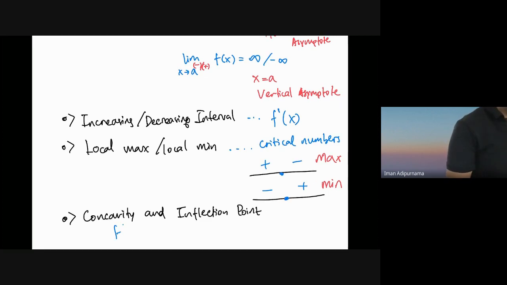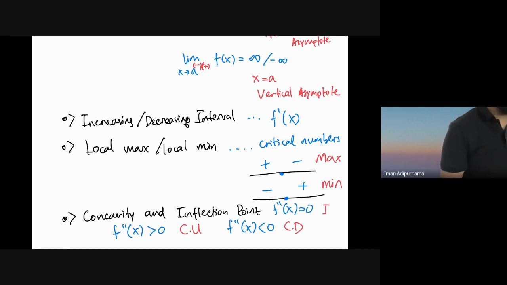So remember, if f double prime of x is greater than 0, it is concave upwards. If f double prime is less than 0, it is concave downwards. And if f double prime equals 0, then it is probably your inflection point.